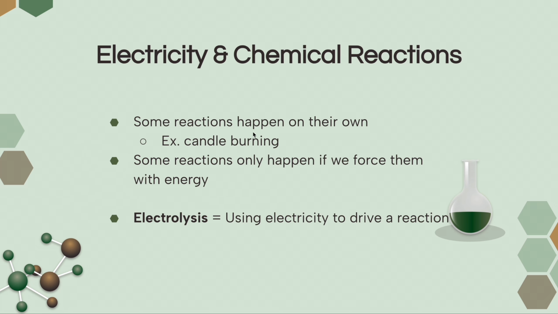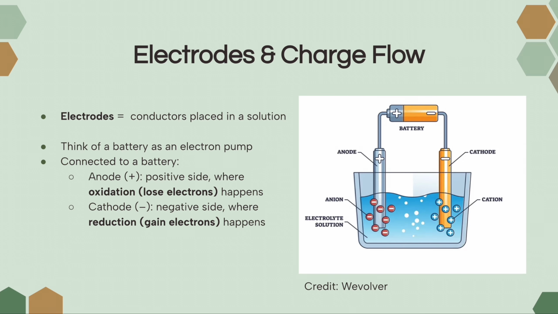And the reactions that happen on their own, we call them spontaneous reactions. And the reactions that only happen if we force them to happen or put in extra energy, those are called non-spontaneous. In electrolysis, we place 2 electrodes into a solution. Electrodes are just conductors placed in a solution that allows electricity to enter and leave the solution.